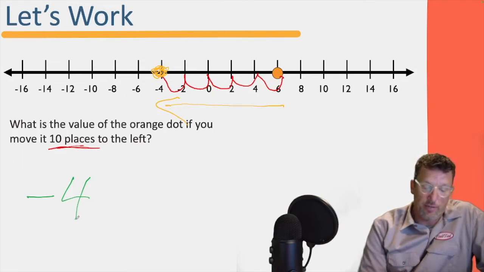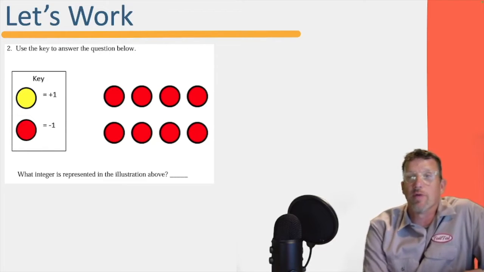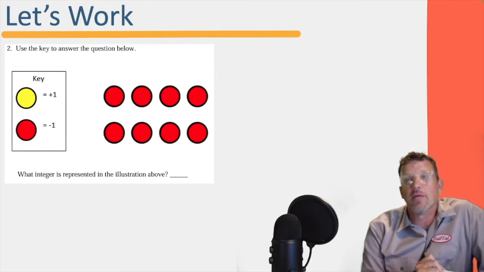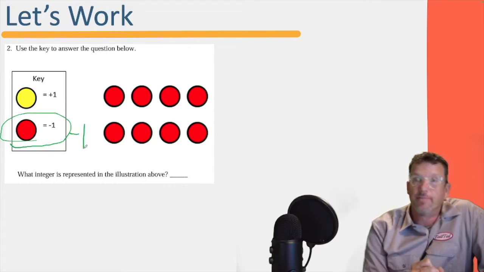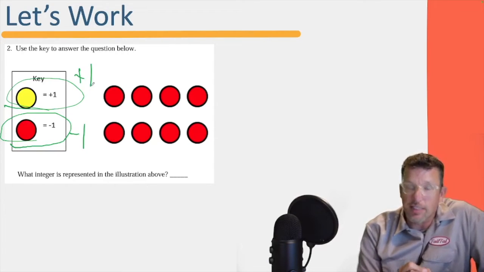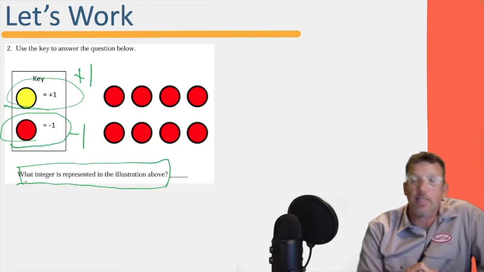Now let's try another one. This one's a little different. Doesn't give us a number line. Gives us another pictorial representation. But this is kind of an intro. You're going to see a lot of this when you're dealing with adding and subtracting whole numbers and integers. Well, the key tells us that every red dot you see is worth -1. Every yellow dot you see is worth a +1. Well, they only give us red dots in this scenario. And the question is, what integer is represented in the illustration above?